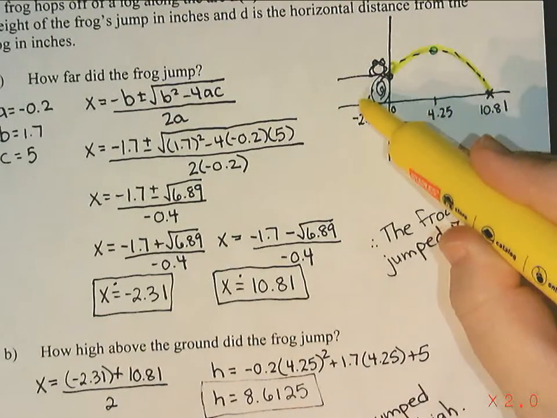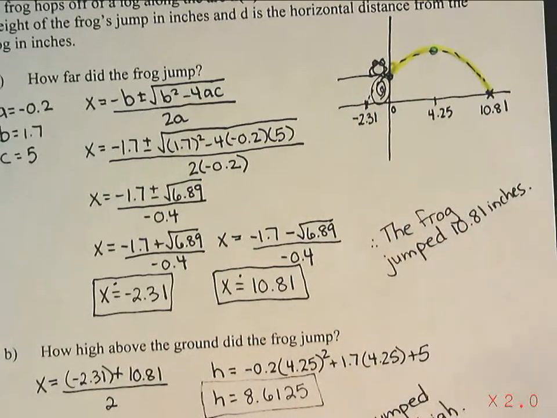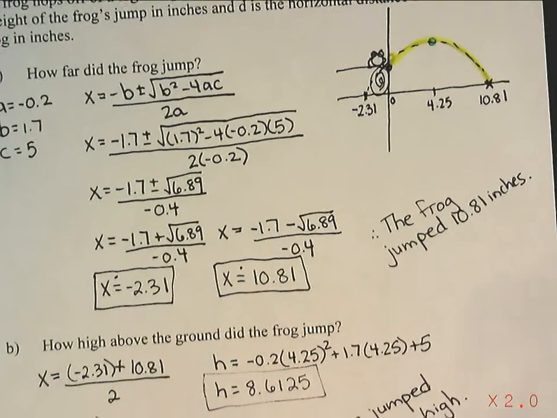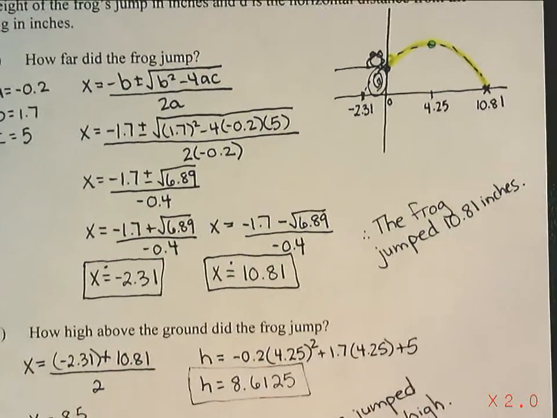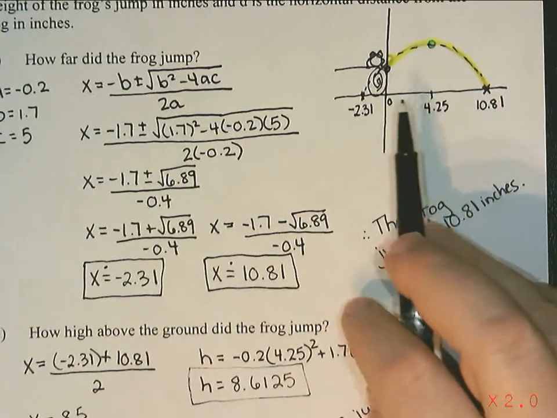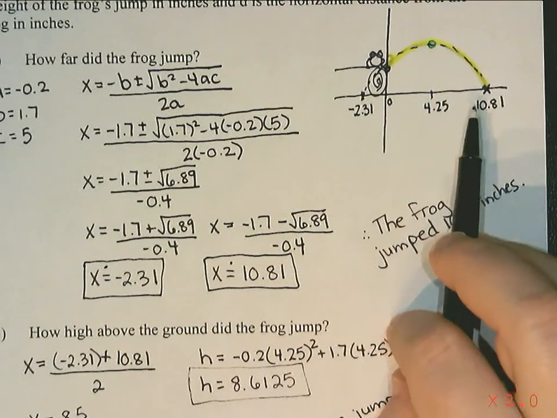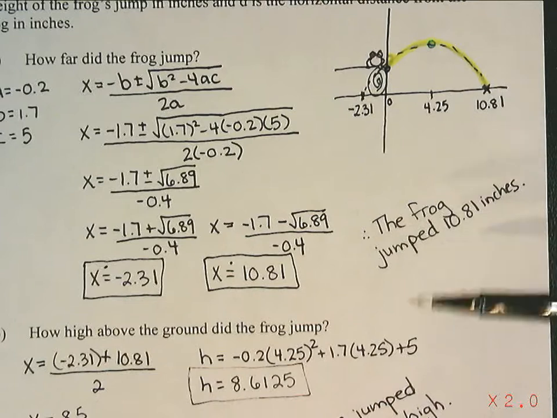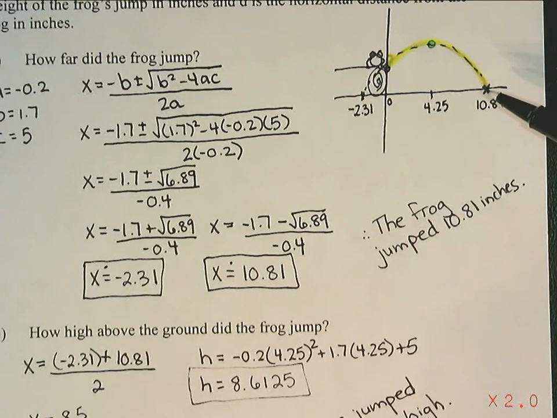And we also really aren't interested in the part of the curve that came before he starts his jump. So the domain looks at the x values, or in this case, the d values that make sense. So we're looking at his jump starting at 0 and ending at 10.8. So for the domain, it's going to be all the numbers between 0 and 10.81. And for his height, we're looking at his lowest height, which is actually when he hits the ground at 0, to his highest height, which was here at 8.6125. So his heights are everything between 0 and 8.6125.